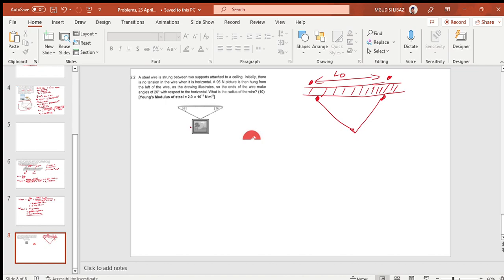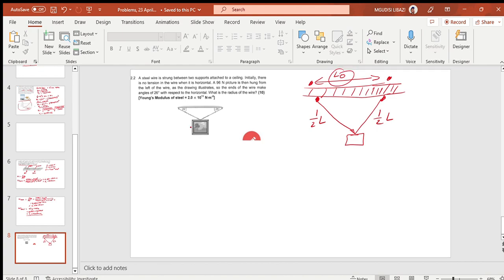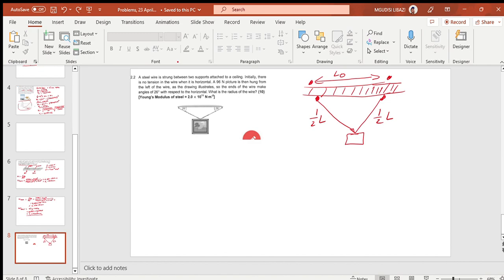So that means this side is 1 over 2 L, and we assume that the other side is also 1 over 2 L, and this is our weight. We divide it in the middle, because it had an initial length, then it was loaded and the length increased to L, and we divide by 2, so it's 1 over 2 L on each side. Now we know that the weight here is 96 newtons, and we have theta here and theta there. So what do we do after that?